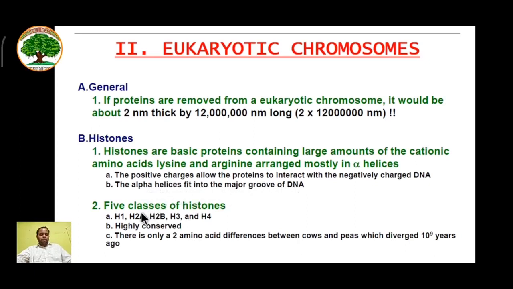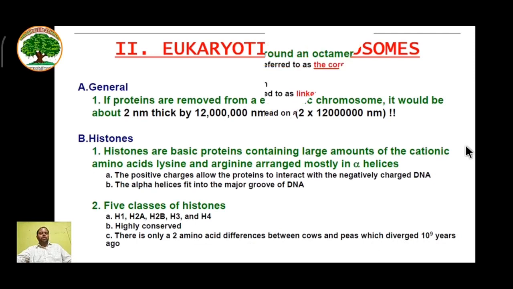There are 5 classes of histones: H1, H2A, H2B, H3 and H4. Four of these are present in dimer form, which forms the histone octamer in the nucleosome. It is highly conserved. We can study the detailed structure of the nucleosome here, and I'll give you the link in the iCard also. There is only a 2 amino acid difference between cows and peas, which diverged long ago. So histone proteins are comparatively similar in different organisms in eukaryotic cells.